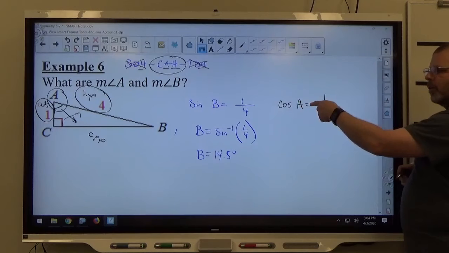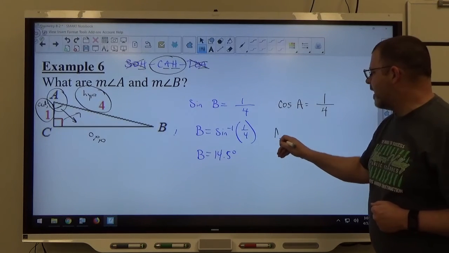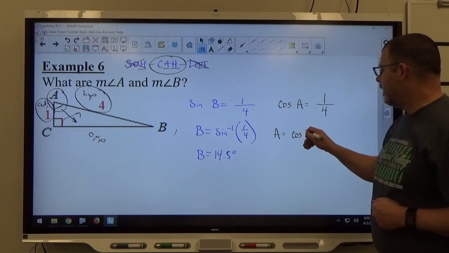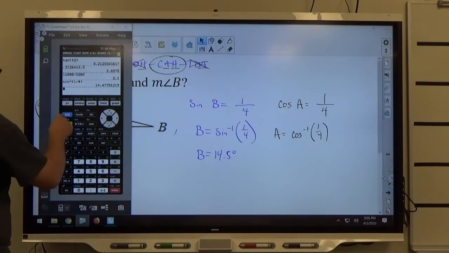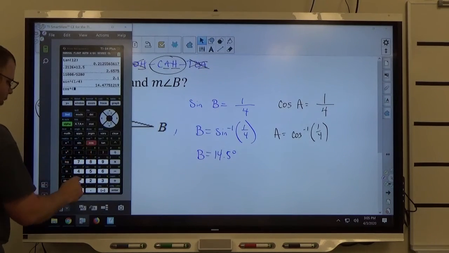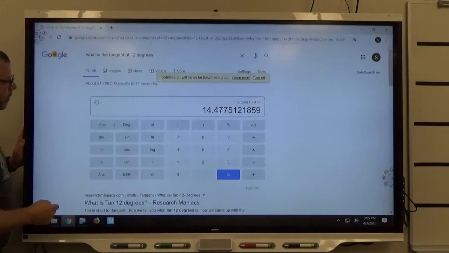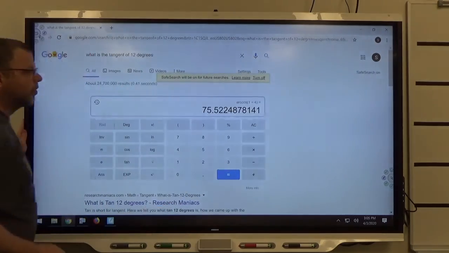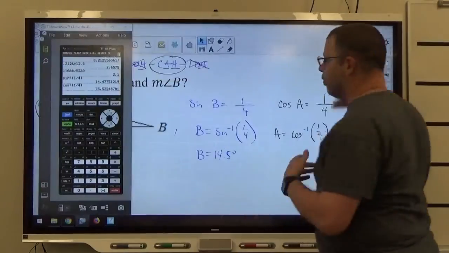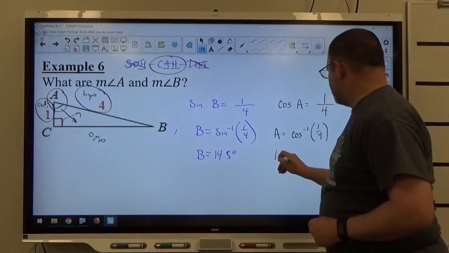The sine of B is also the cosine of A. It doesn't really matter as far as how you do it, but that's just the information I'm getting from the problem here. If cosine of A is 1/4, that means A is equal to cosine inverse of 1/4. And again, our calculator knows the answer to that. If we just go to it, we type in inverse cosine 1/4. It tells me 75.5. Or if I go to my Google, I type in inverse cosine 1/4. It equals 75.5. So again, use the tools you have at your house. So A is equal to 75.5 degrees.